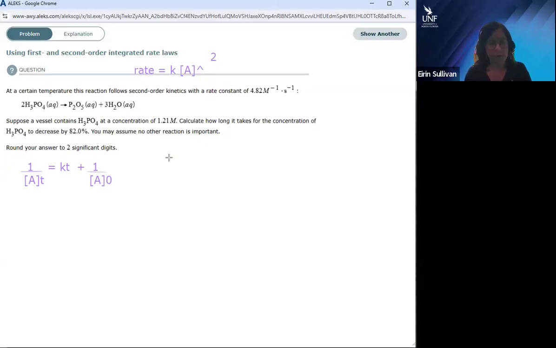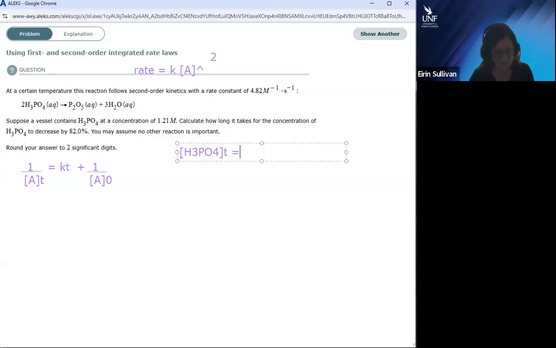So depending on what you're solving for, this particular question is giving me the initial concentration, 1.21 molarity. It's asking for how long it takes for the concentration to decrease by 82%. So it's asking me to rearrange for time. I need to work out what my concentration is at time t. So my concentration of H3PO4 at time t is going to have decreased by 82%.